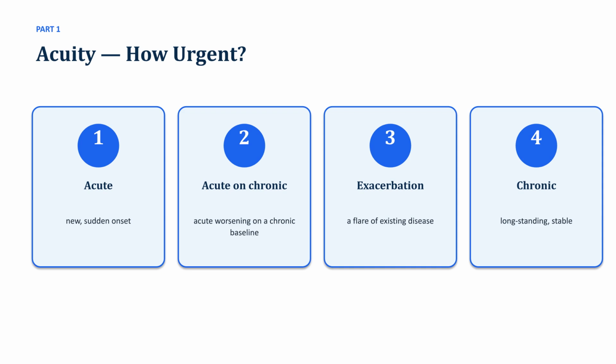Let's break down the first part. Acuity. There are four standard options. Use acute for a new, sudden onset. Choose acute on chronic when there is an acute worsening on a chronic baseline. Select exacerbation for a flare of existing disease, or chronic if the condition is long-standing and stable.